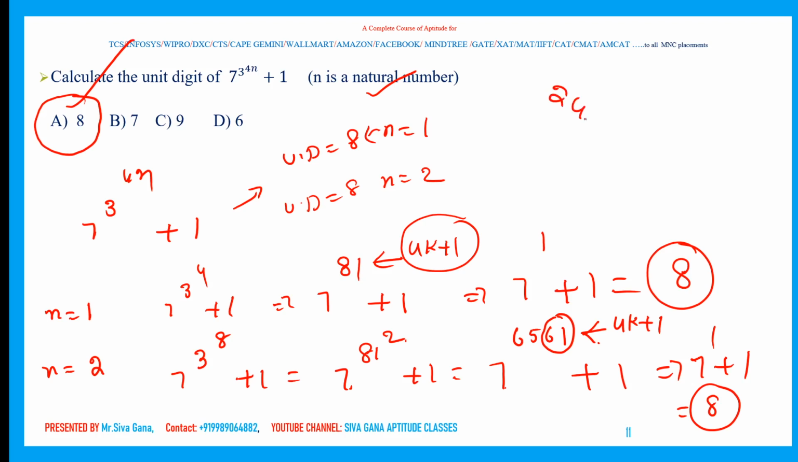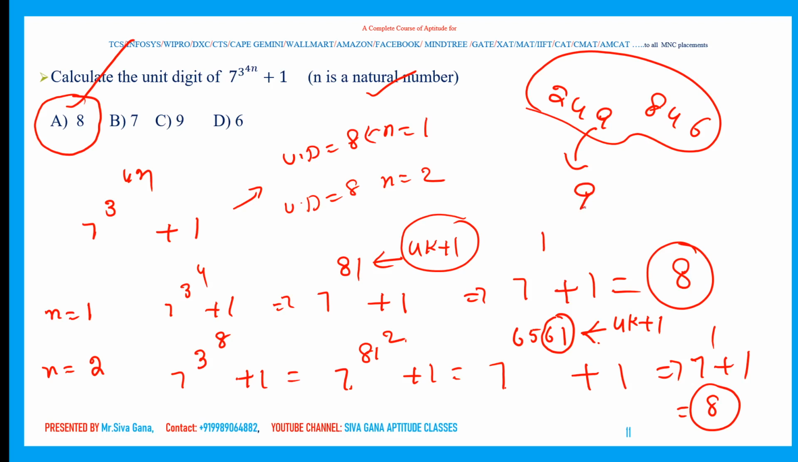For example, 249 power 846. For this we need unit digits. First thing is just consider only one digit in the base and only two digits in the power. This is enough because the unit digits are the same. Now next thing is power is in which form? 4k plus 1 or 4k plus 2 or 4k plus 3 or 4k plus 4. Now here 46 is in which form? 11 fours are 44 plus 2. This is in 4k plus 2 form.